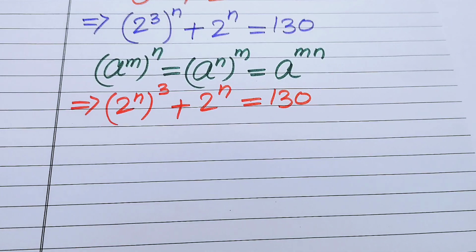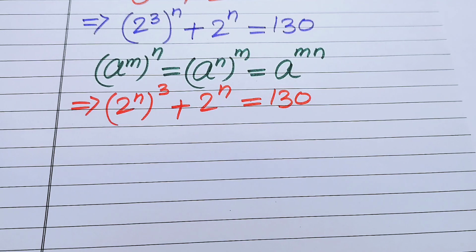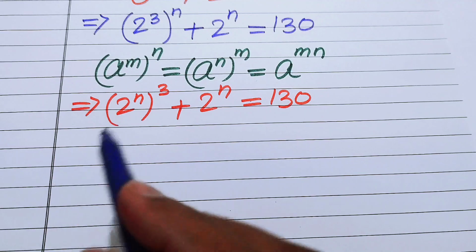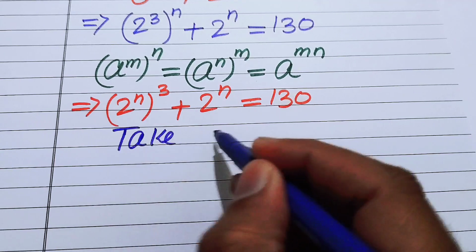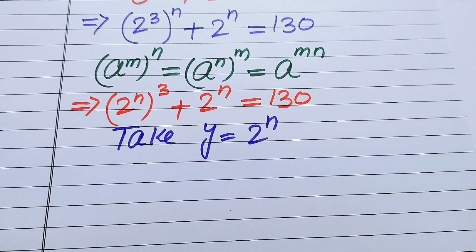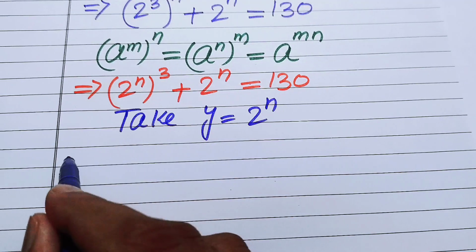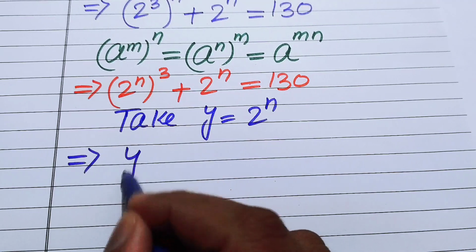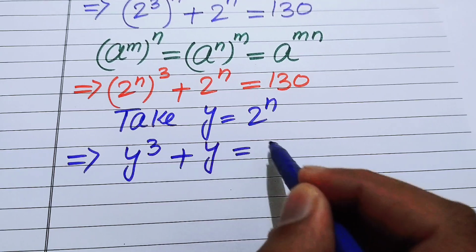In the next step we will make a little bit of simplification, or a substitution, in order to convert this exponential equation into cubic form. We will just take y equals 2 to the power of n. So when you put y equals 2 to the power of n, this equation becomes y cubed plus y equals 130.